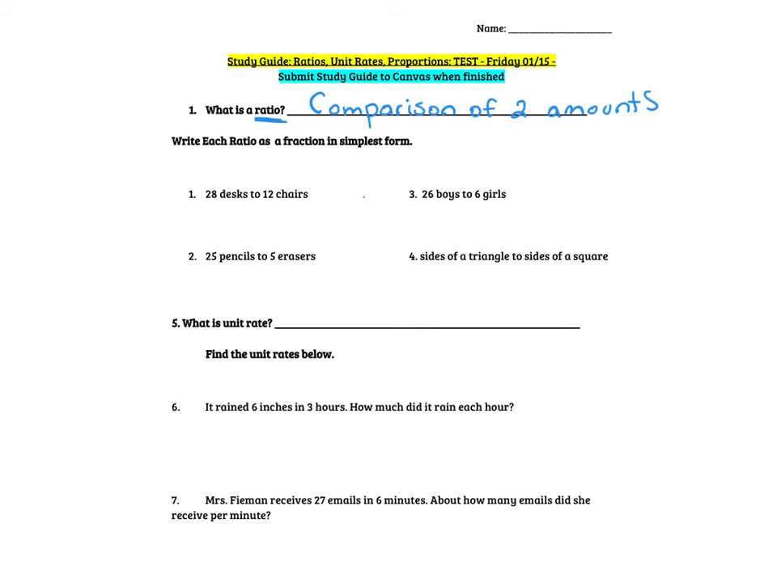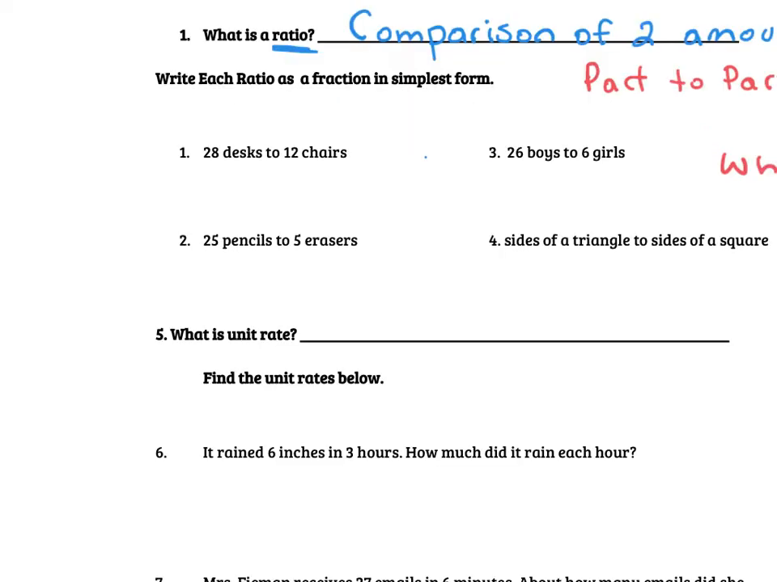So you could have put it in your own words, but remember, a ratio can be a part to part, part to whole, or whole to part. All of these are types of ratios. See if you can pick which one of these examples is a ratio. Let's take a look at our next part.